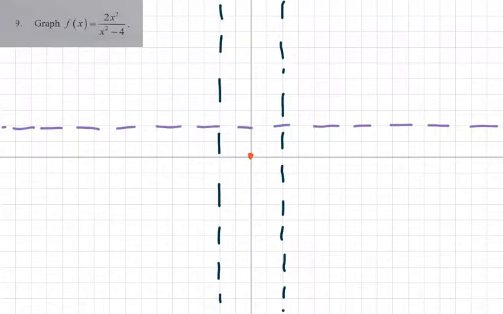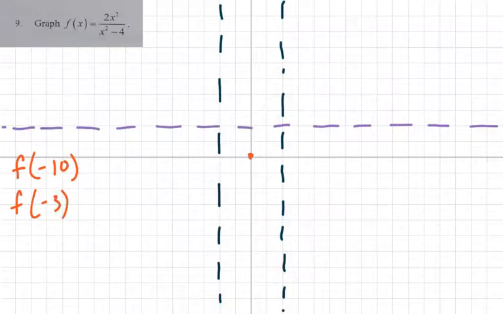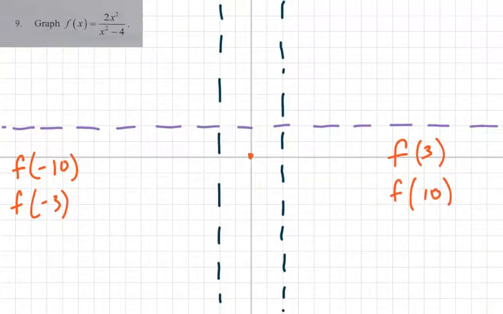So here's what's going to have to happen. I'm going to need to pick some values. I'm probably going to want to do, let's do f of negative 10, f of negative 3. Over here I'm going to do f of 3 and f of 10, get those values, again by substituting that into the original function and finding out what is the function's value at those points. So when I substitute in negative 10 for all the x's, what do I get, etc.